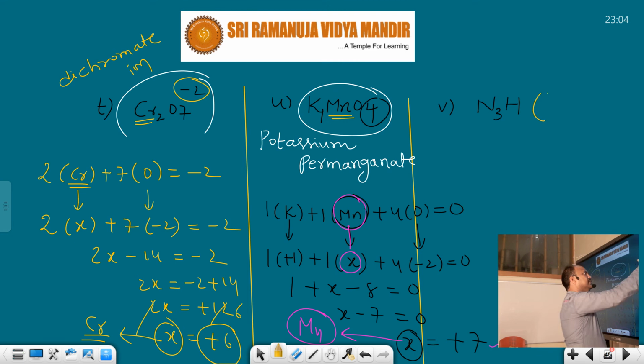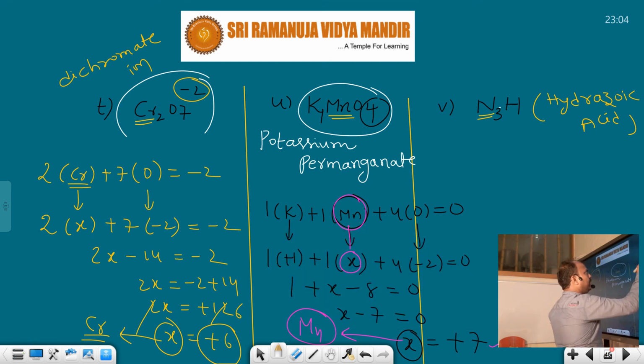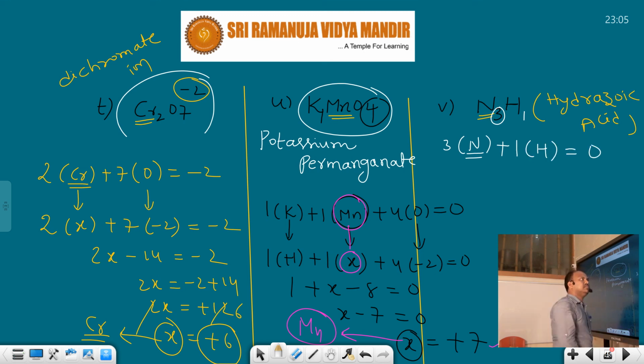Next one is hydrazoic acid. In this hydrazoic acid, we have to find the oxidation number of nitrogen. Suppose I put the underline with respect to nitrogen. So we have to find the oxidation number of nitrogen in hydrazoic acid. How to do it? How many nitrogens are there? 3 nitrogens. How many hydrogens are there? Only 1 hydrogen is given. The sum should be equal to its charge.